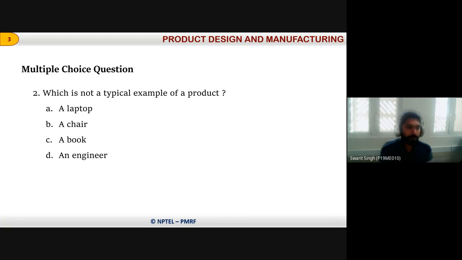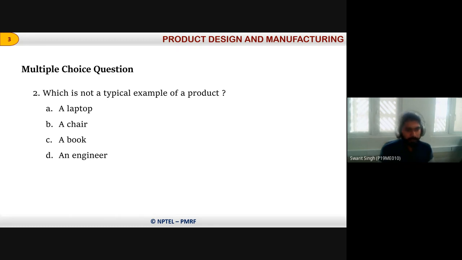Nice. Yes. So it is a very simple question that I found. A laptop, obviously, is a product. It is a combination of electronics items, programming languages, and a set of other things. Then a chair is a product that we use. It may be made of different materials, and it is very useful for us. It is utilized for sitting or relaxing.